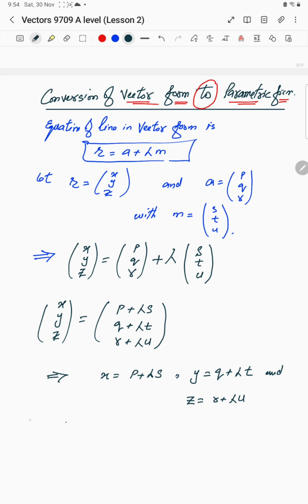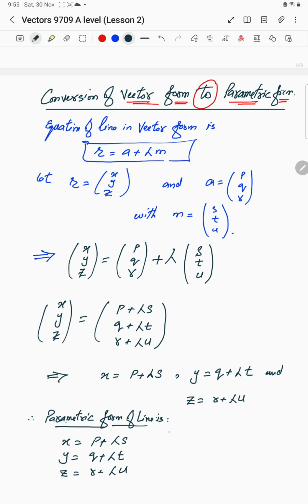Therefore, the parametric form of the line is x equal to p plus lambda s, y equal to q plus lambda t, and z is equal to r plus lambda u. So this set is called the parametric form of the line. I hope it is clear.